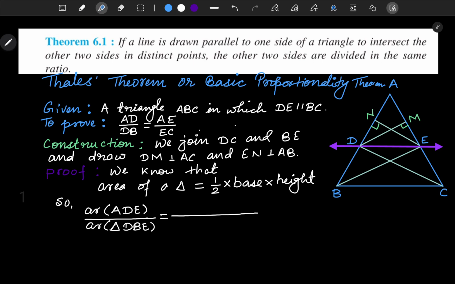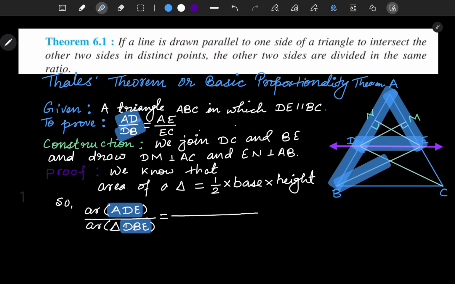Here you have to keep in mind, while taking the triangle, you will see what we have to prove. We have to prove AD upon DB. So accordingly we will take triangle ADE and DBE. You will see that AD and DB is the same thing, right? So where is ADE? This part is ADE, and in the bottom this part is DBE. These two triangles are taken.